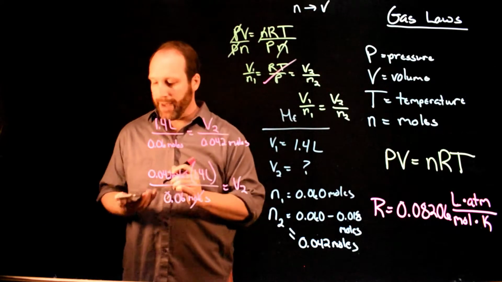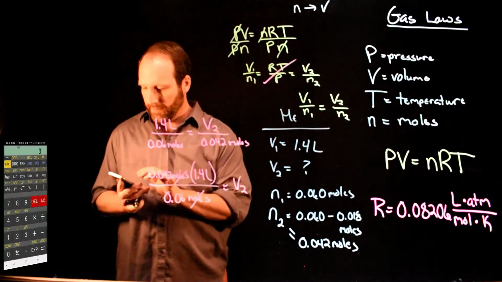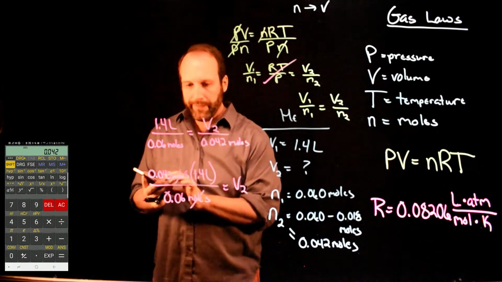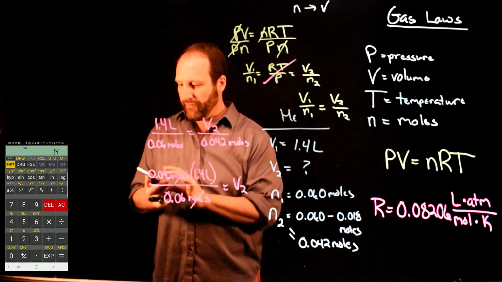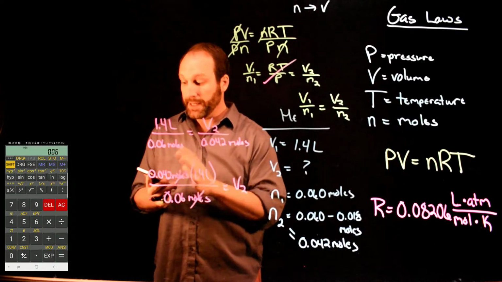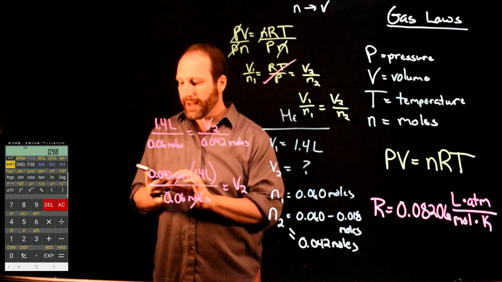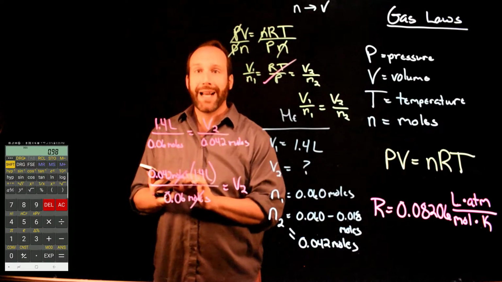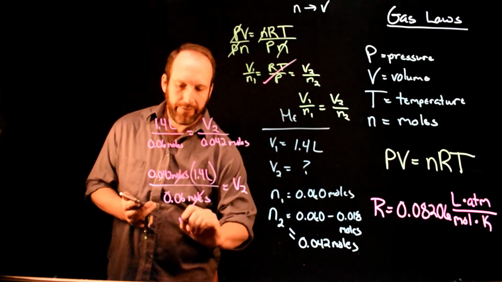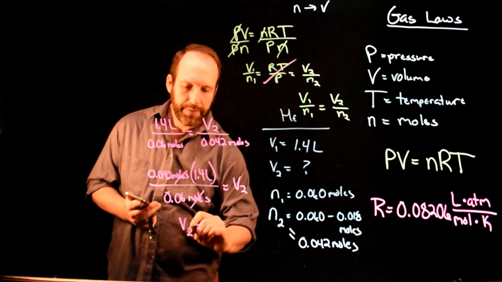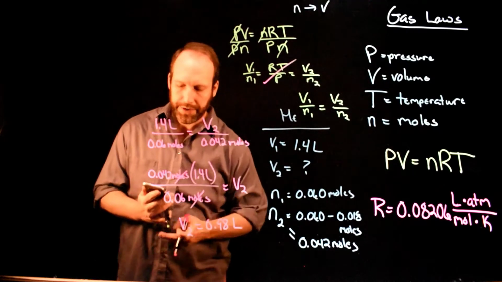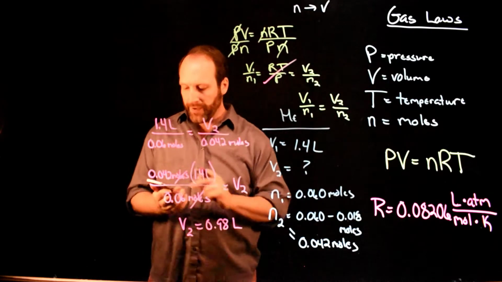So let's do that math. We can say 0.042 times 1.4 divided by 0.060. And that gives us 0.98. So V2 equals 0.98 liters. And so does that make some physical sense?